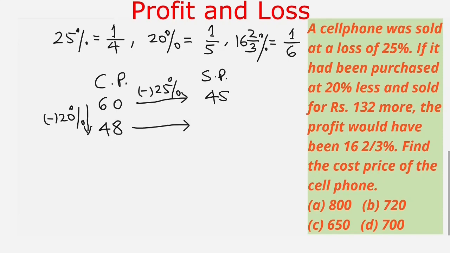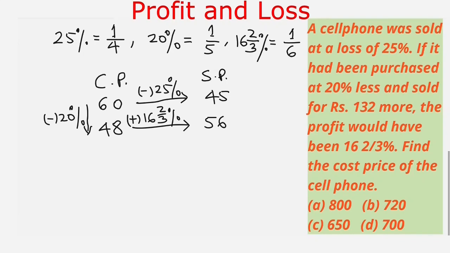And it's given that if it is sold for rupees 132 more, the profit would have been 16 and 2 upon 3%. So we add 16 and 2 upon 3% on 48. So I write plus 16 and 2 upon 3%, which is 1/6. 1/6 of 48 is 8. And we add 8 to 48, which comes out to be 56.